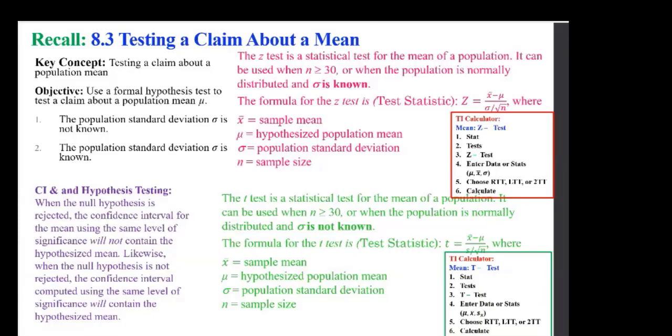In the case of a mean, two things happen. So we go through the same process. Either sigma is known or sigma is missing. If sigma is known, we go with the z-test. Z equals x bar minus mu over sigma over square root of n. That's the test statistic. When sigma is missing, we use t equals x bar minus mu over s over square root of n. That's the test statistic.